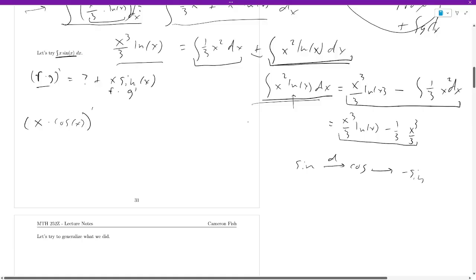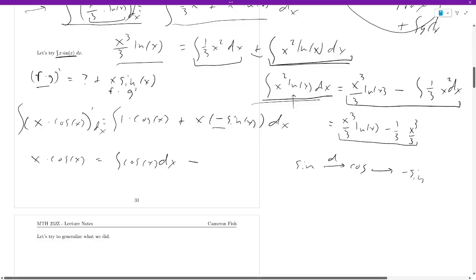So maybe that was my f times g. Let's see what its derivative would be. The derivative of the first part is 1, and then keep the cosine, and then keep the x, and take the derivative of the cosine, so negative sine. Now let's use that same trick that we did before. I imagine taking the antiderivative of both sides, which is a move you're allowed to make. On the left, we have x times cosine x. And on the right, by breaking it up across the plus sign, I have the antiderivative of cosine, whatever that is, and then minus, because I can pull this minus sign out, the antiderivative of x times sine of x.